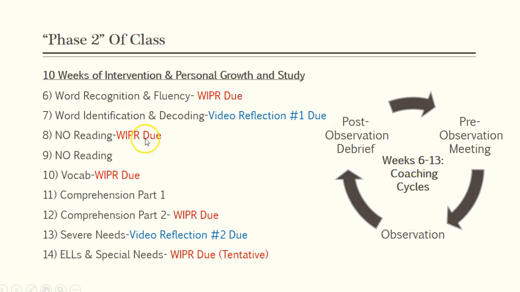If that makes sense. So week 6 this week, we're talking about word recognition and fluency. We have a WIPR due. As you know, those are happening every 2 weeks. Next, week 7, word identification and decoding.